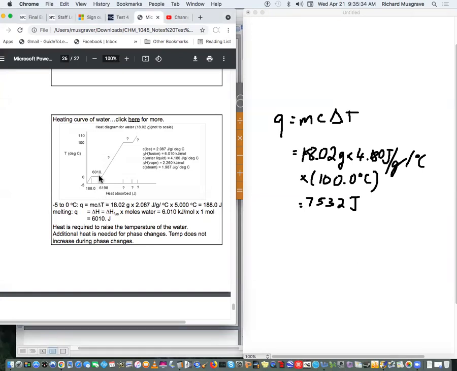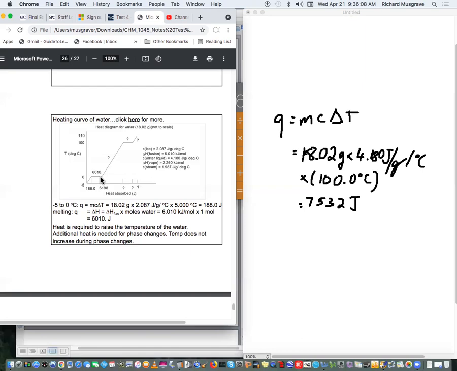You'll also notice there's plateaus here. Now, by plateau, I mean it's an area where the temperature is not changing, but heat is being absorbed. So what's happening during these plateau areas? Well, what's happening is that the water is changing phase during those plateau areas. Now, what I mean by that is initially at 0 degrees Celsius, water is a solid. And then as it absorbs heat, it turns into a liquid.